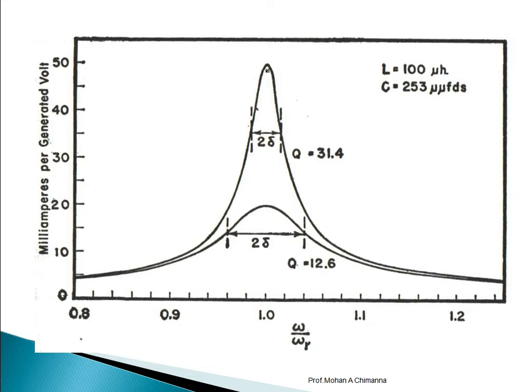At a particular band, called the resonant frequency, the current or voltage goes on increasing with the frequency. After that, as the frequency keeps increasing, the output goes on decreasing, which is an inversely proportional relation.